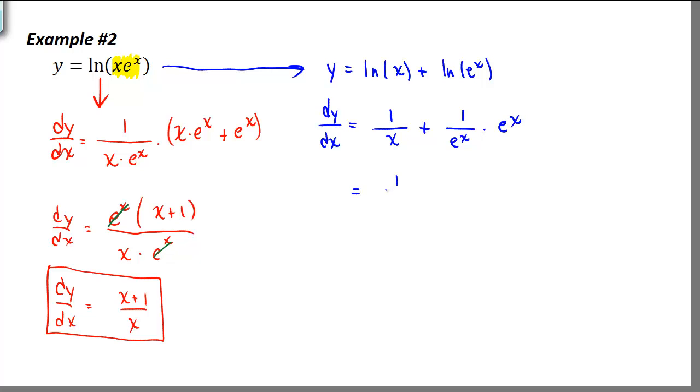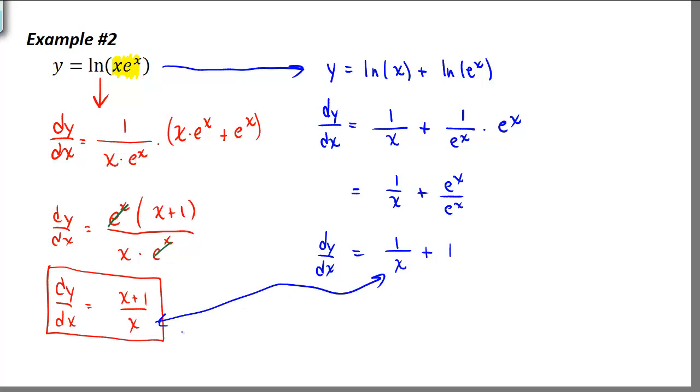And we'll see we're going to end up with just 1 over x plus e to the x over e to the x, which is just 1. 1 plus 1 over x plus 1. These two are equivalent. If we were to just get a common denominator, the two derivatives we came up with are equivalent. So we can see either one is fine. One requires a lot more chain rule, product rule, and factoring, whereas if we knew our logarithmic properties, it made it a little bit easier. Let's take a look at just one more.